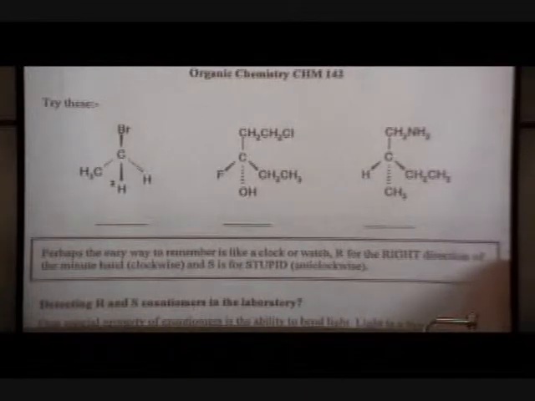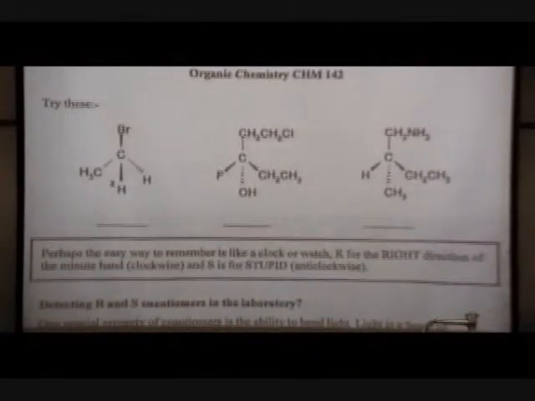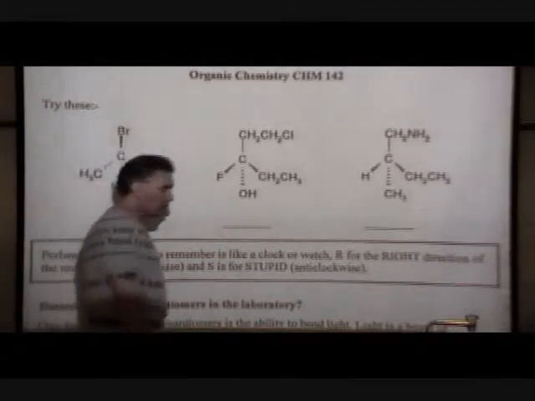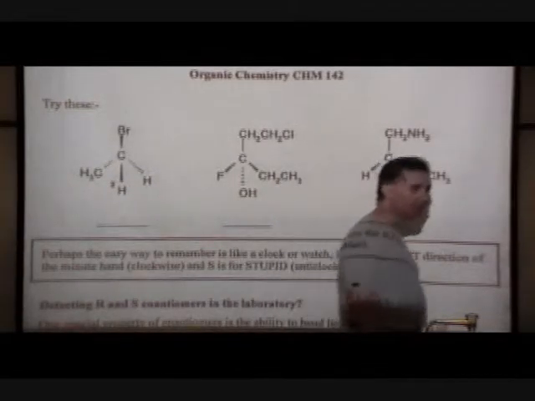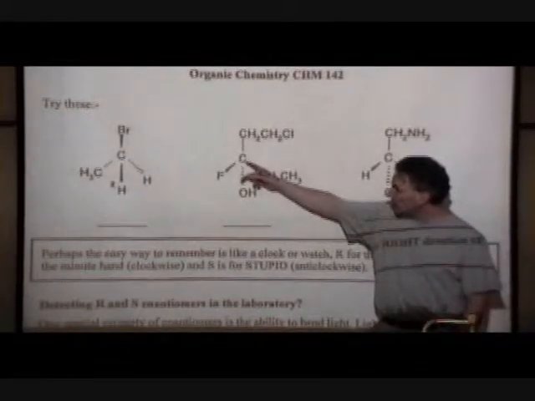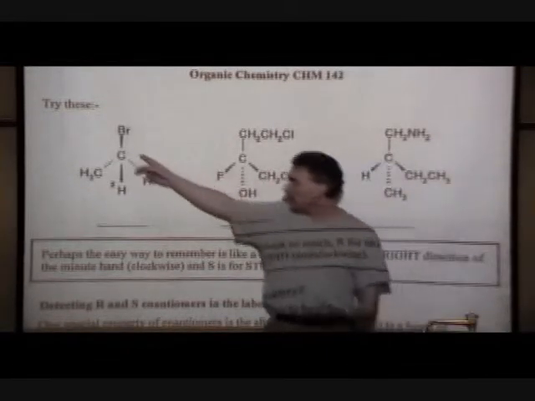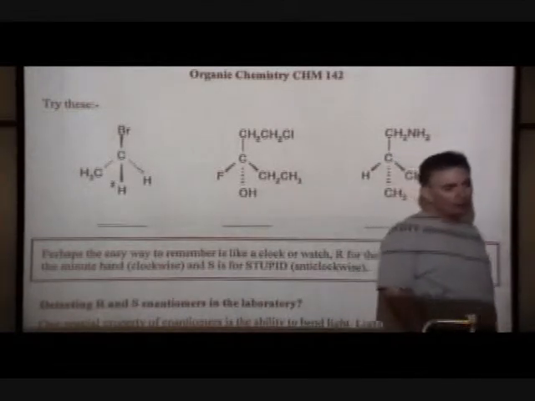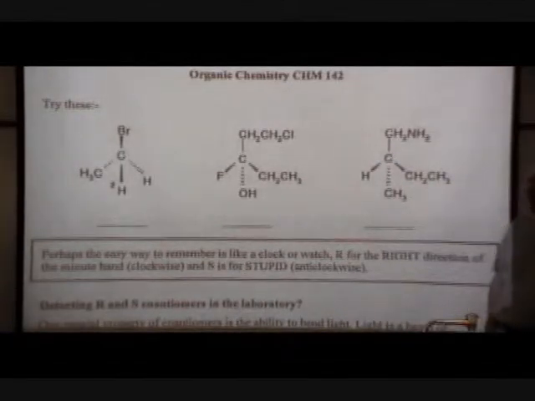Two more pages left. Look at those three molecules, build them with your molecular model kits. You have the molecular model kits in the midterm exam. Prioritise the four groups which are attached to the stereocenter carbon. Prioritise them from highest to lowest, 1 to 4.